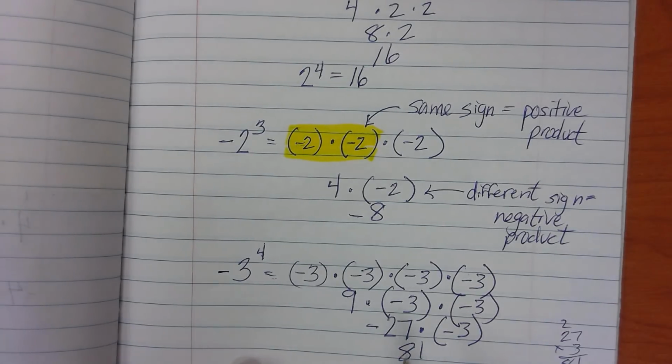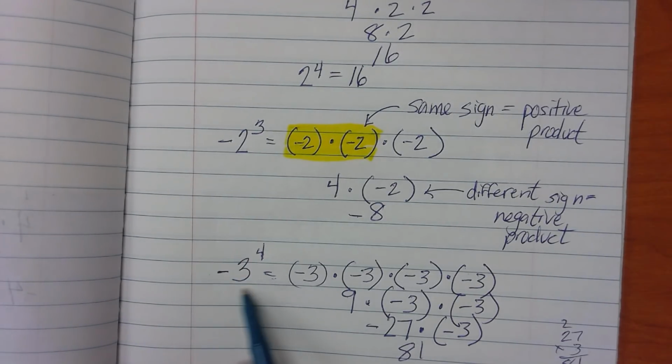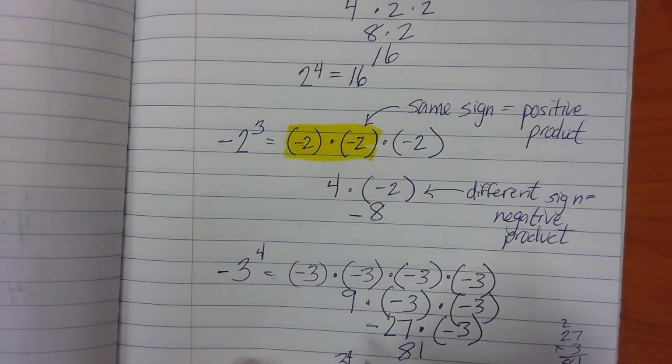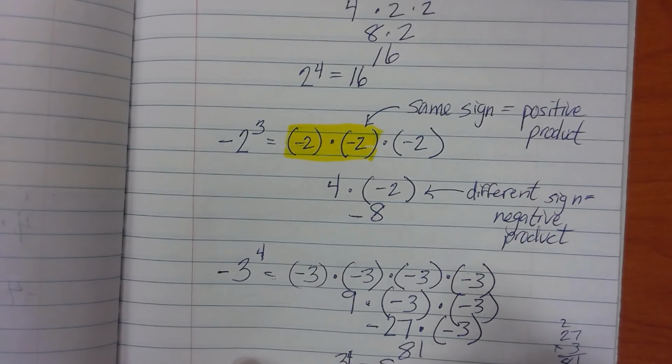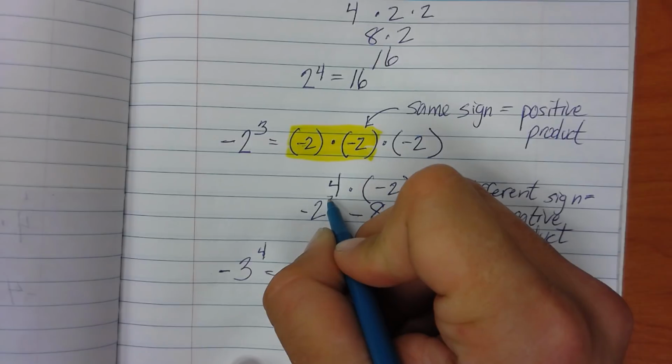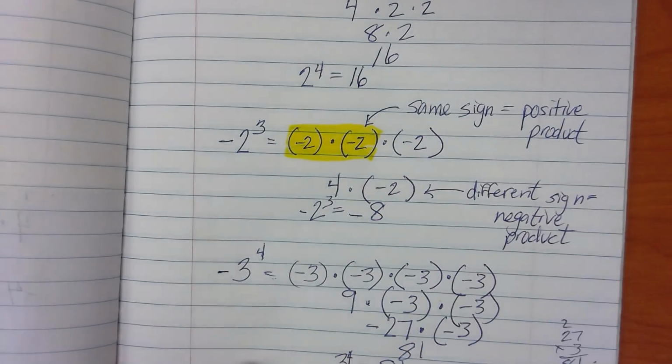Now you see it started out as a negative, ended up with a positive. So you see negative 3 to the 4th power equals 81, or negative 2 to the 3rd power equals negative 8.